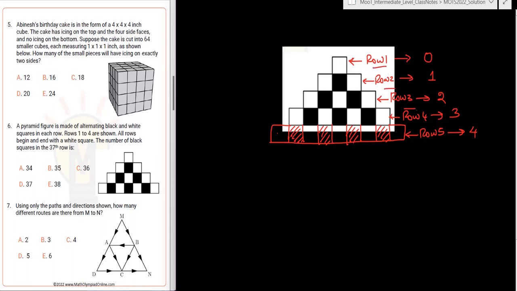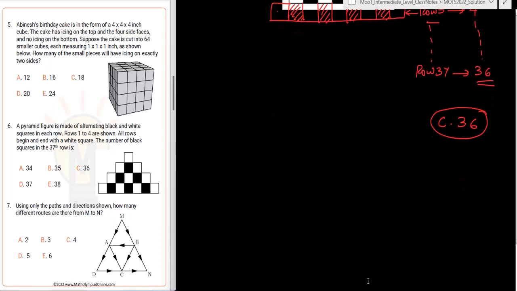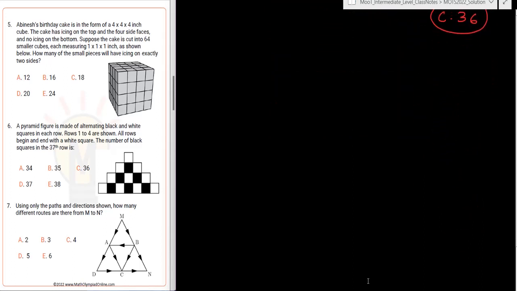1, 2, 3, 4, 5 are the rows. 0, 1, 2, 3, 4 are the number of black squares. So if we keep doing this and get to row 37, it is going to have 36 black squares, keeping that same pattern. So the answer is C, 36. It's again a straightforward question testing our ability to see patterns and extrapolate them.